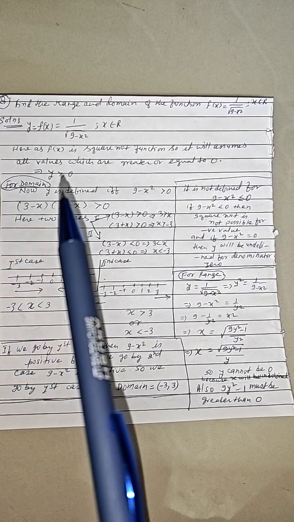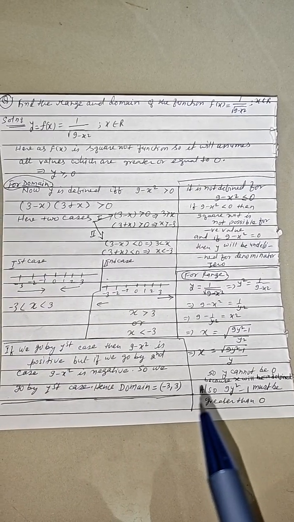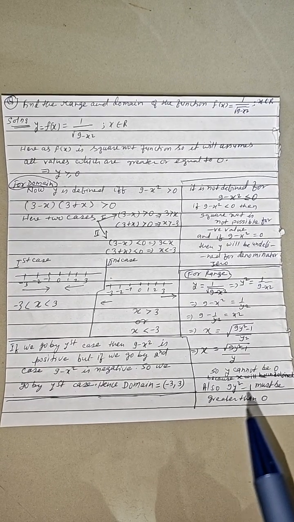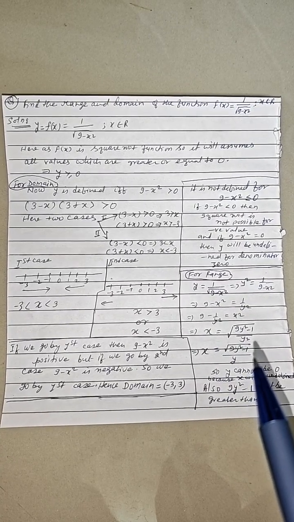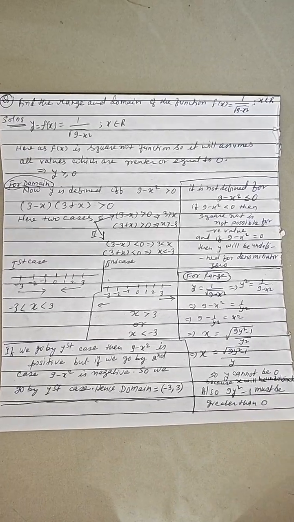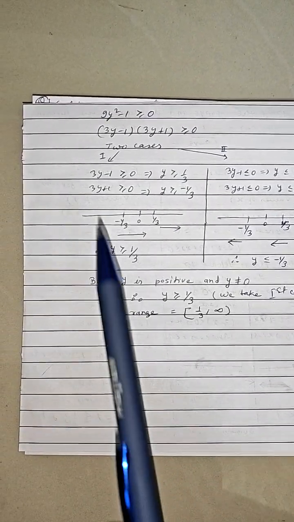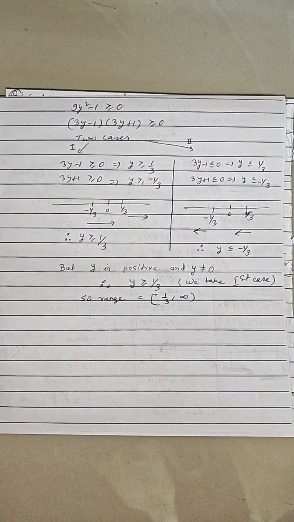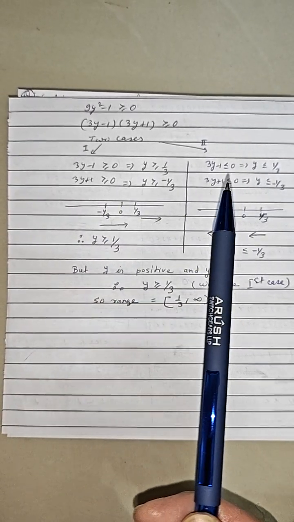Here I have said that y is greater than or equal to 0. Now we will discard the 0 value, because x will become undefined. Also 9y square minus 1 must be greater than 0, because it is under the square root. Now 9y square minus 1 greater than or equal to 0 means (3y minus 1)(3y plus 1) greater than or equal to 0. Here also, in the same way, two cases arise: first case both positive, second case both negative.